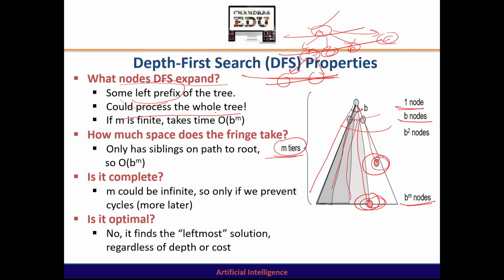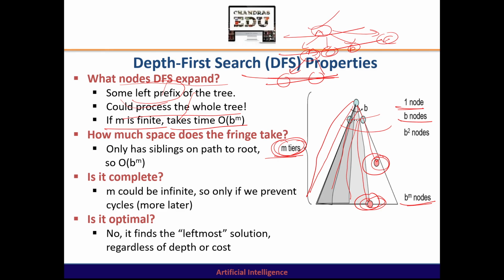process the whole tree. As we discussed in the previous examples, it can go until the last path to find a solution. It can explore the whole tree to find the solution. So that is, it could process the whole tree. And if m is finite, where m indicates the number of tiers, or we can say the number of levels, then the time taken, that is, the time complexity with respect to this search, is discussed next.